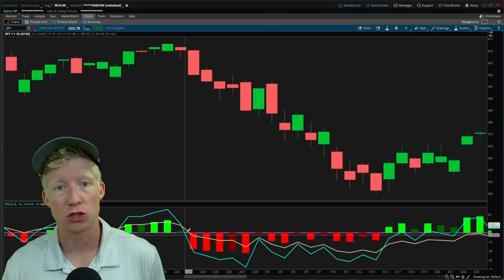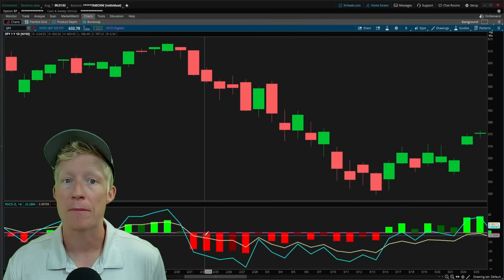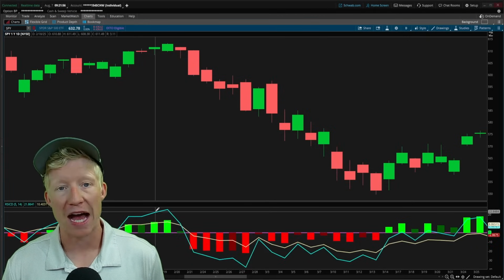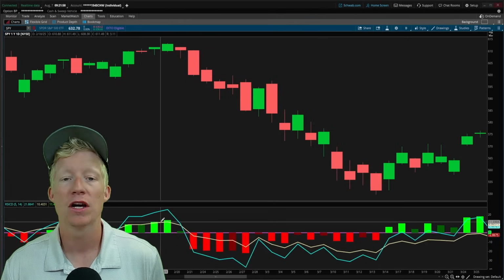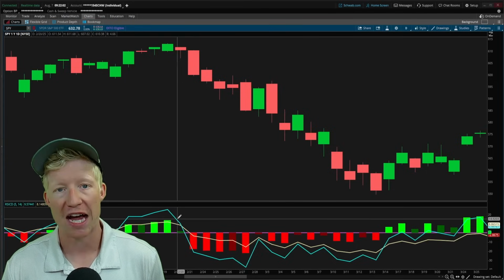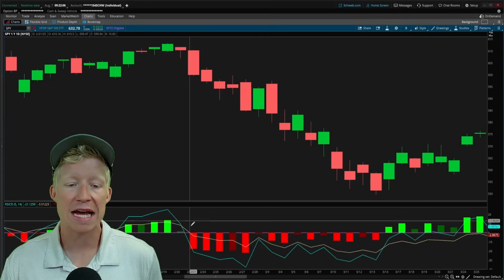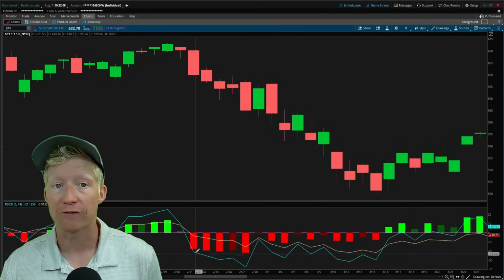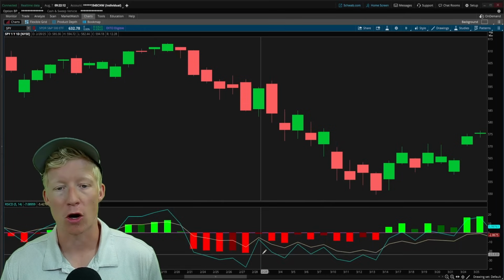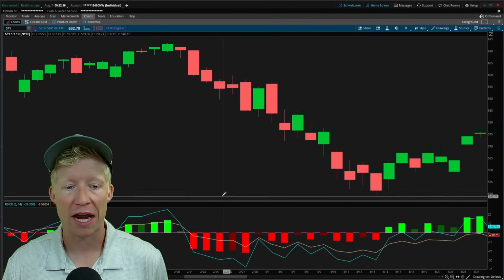Once again, you can see those 2 lengths being plotted in these 2 lines, and now the histogram represents, if it is green, that means we are bullish, meaning the faster length RSI is above the slower length. Obviously, if we're red, vice versa, we're bearish, the faster length RSI is below the longer length. And of course, it measures the difference between the two. So the larger your histogram bar is, the stronger that trend is.